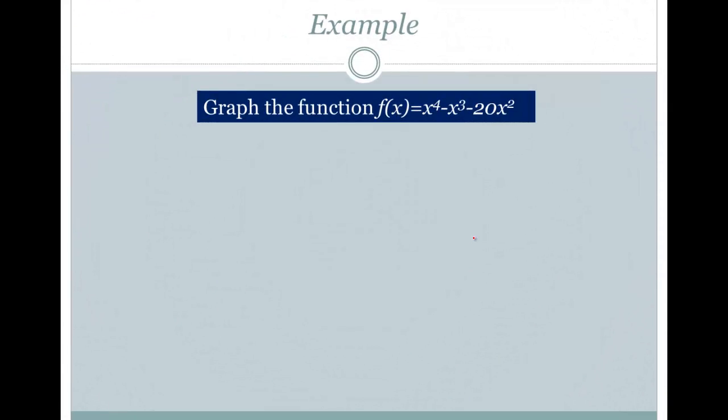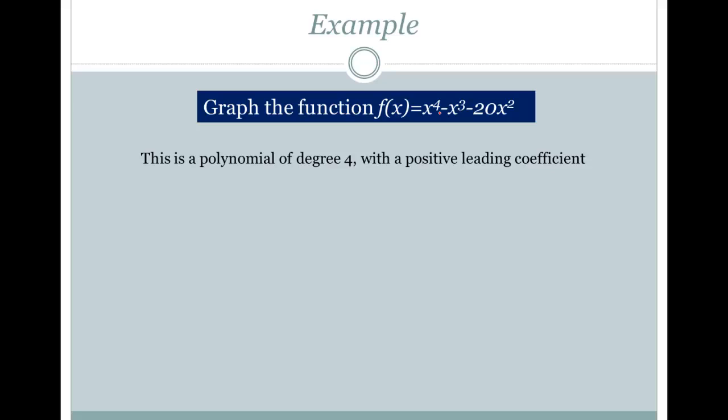Let's do an example. I want to graph this function here. And so I want to first look at the leading coefficient test. I have a degree of 4, and I have a positive leading coefficient. The leading coefficient here is equal to 1. Let's make a note of that.